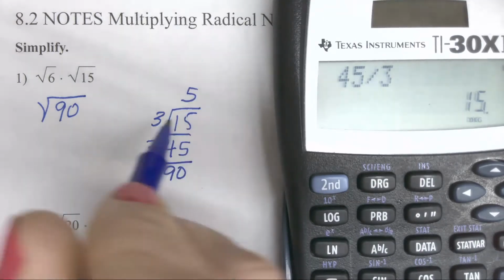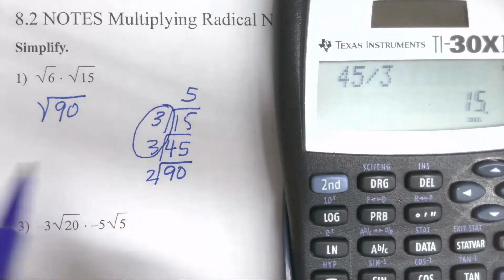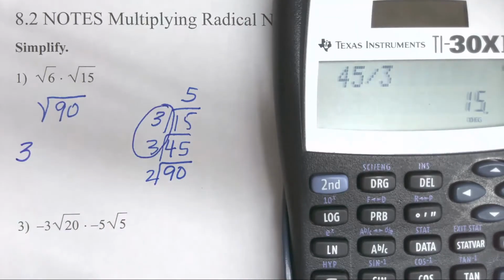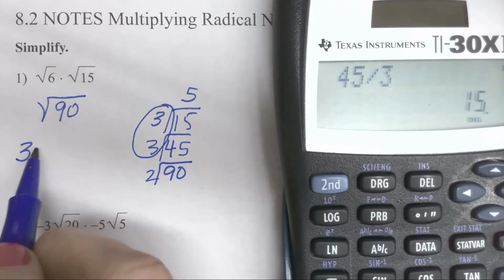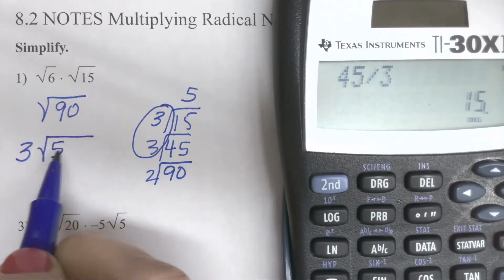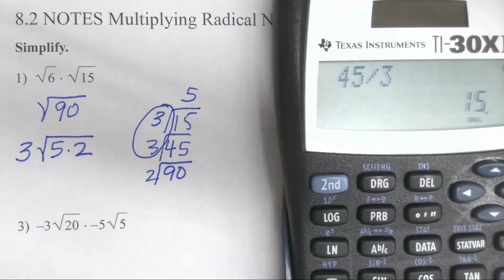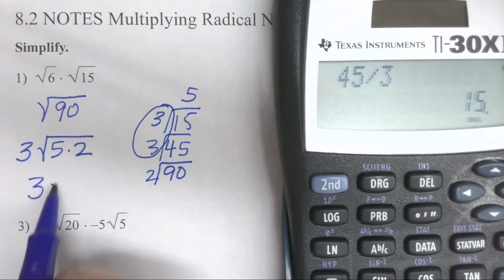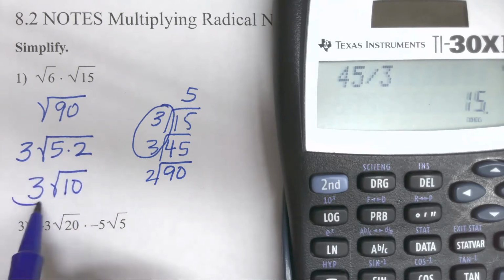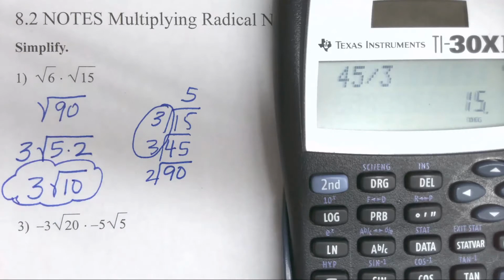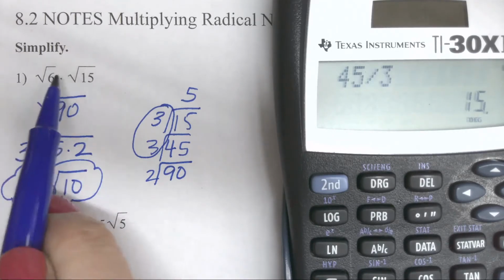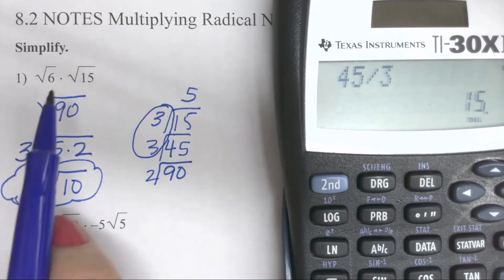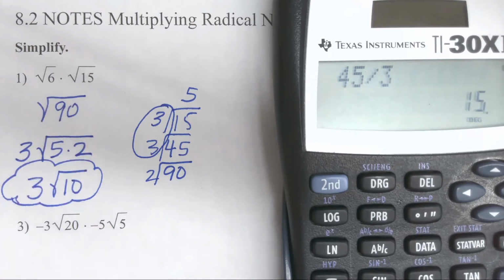And then I take my pairs. For every pair, 1 goes out. And then whatever's left goes in. Doesn't matter if I do 5 times 2 or 2 times 5. And then I just clean it up, finishing up by multiplying those things together. So final answer, 3 times the square root of 10. So start by multiplying that and then break it down from there.